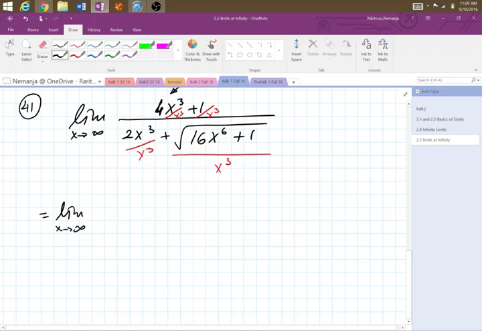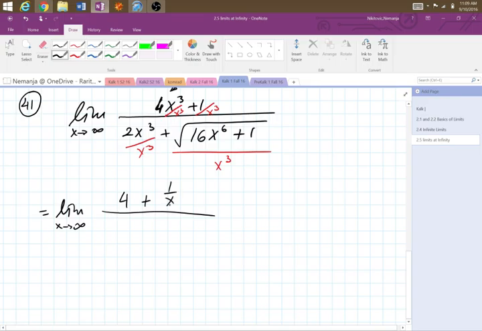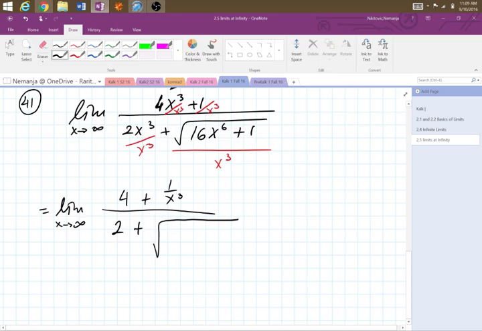So now we are going to have 4 plus 1 over x cubed divided by 2 plus, and here is the trick. When this x cubed undergoes the square root, it will become x to the 6. Are we clear on that? When the x cubed undergoes the square root, it becomes x to the 6. Are we all good with that one?